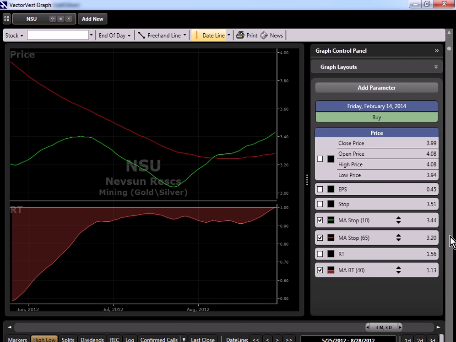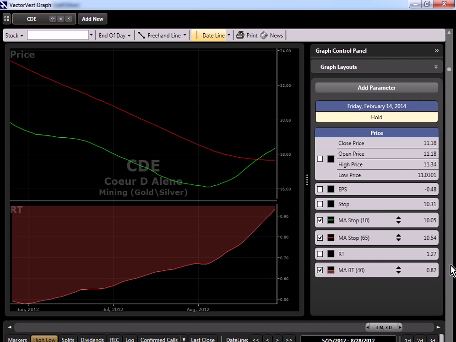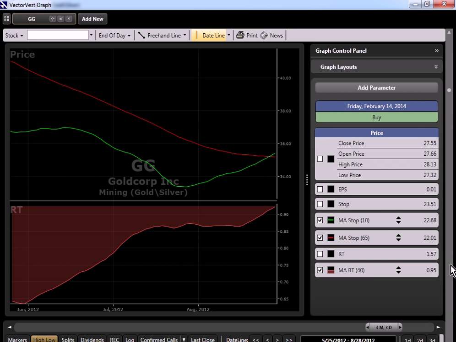This is NSU. It's also a no. Once again, we don't see a new high for that longer term moving average of the stop price. It's a no, a no, a no.